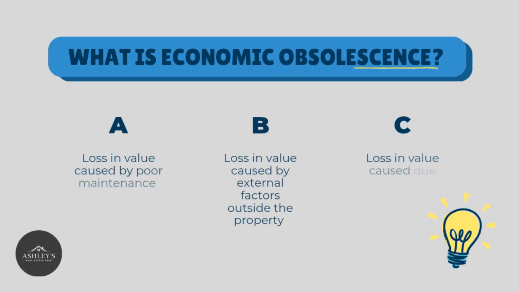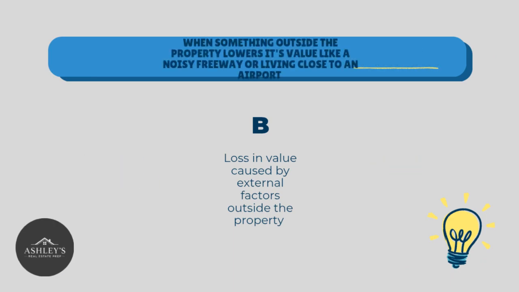What is economic obsolescence? A. Loss in value caused by poor maintenance. B. Loss in value caused by external factors outside the property. C. Or loss in value caused due to age. The answer is B, loss in value caused by external factors outside the property. It's when something outside the property lowers its value, like a noisy freeway or living close to an airport. Or how about living by a train? Those things can cause economic obsolescence.